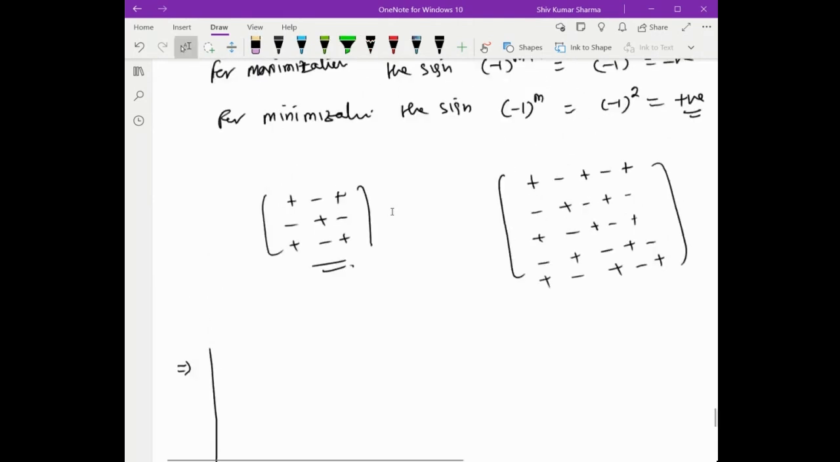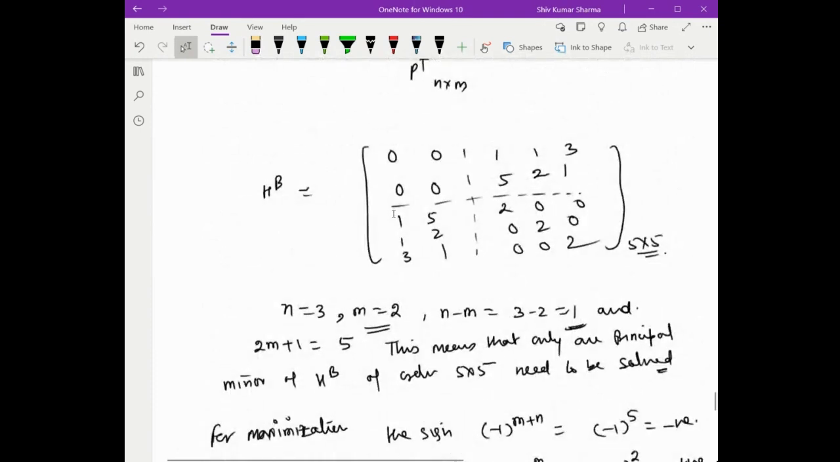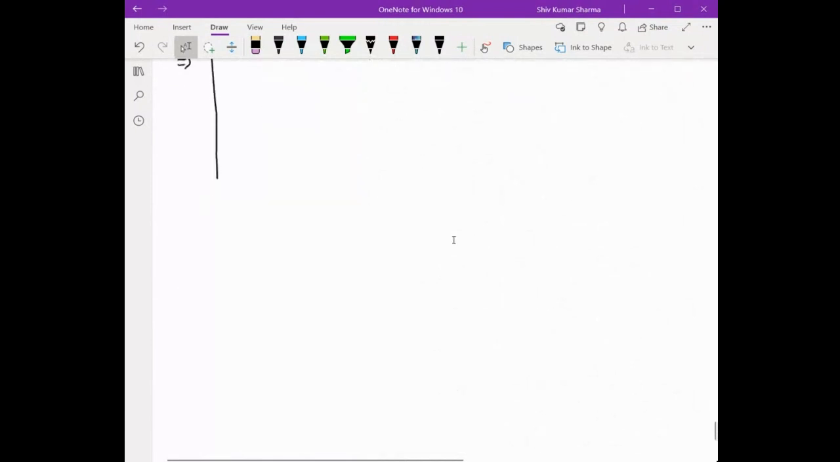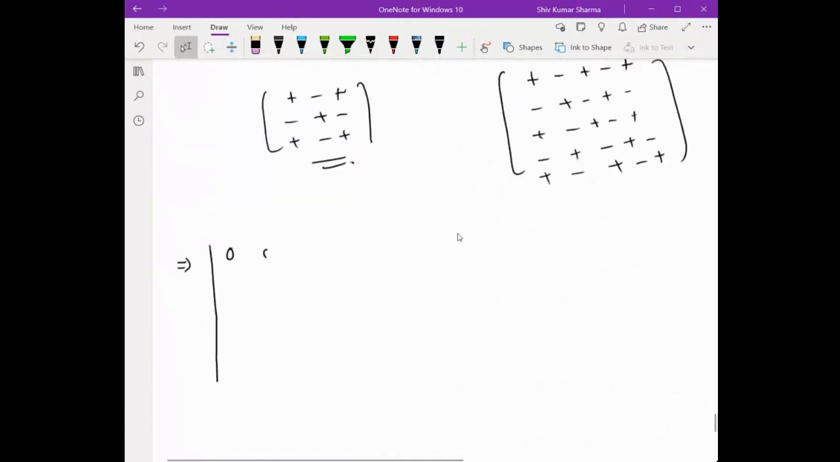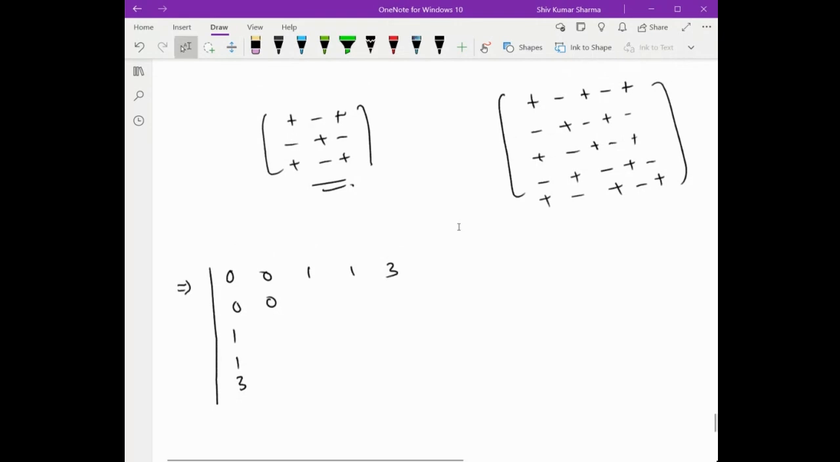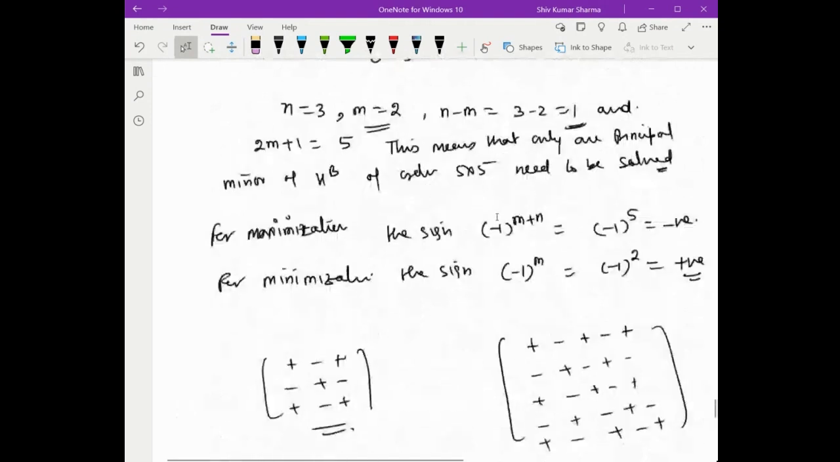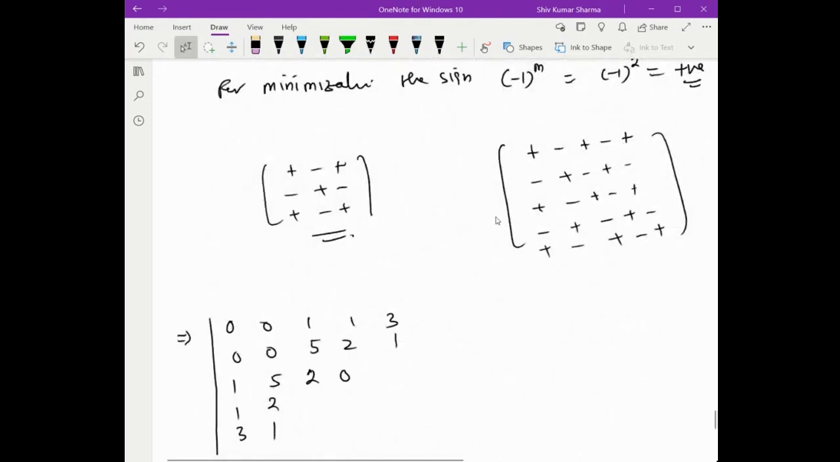So we write as 0 0 1 1 3 5 3 1. In this first step we write 0 0 0 0 1 1 3 and here 1 1 3 and 5 2 1, 5 2 1, 5 2 1, 5 2 1 and this is 2 0 0, 2 0 0, 0 2 0 and 0 0 2.